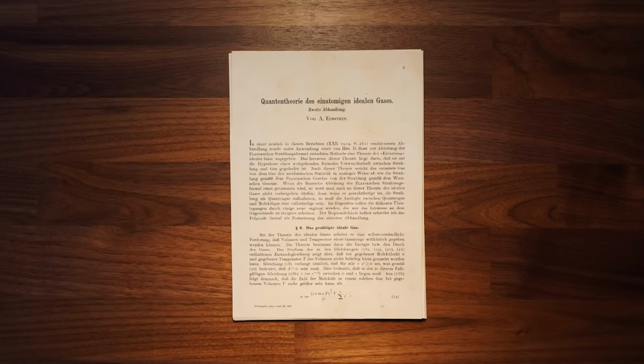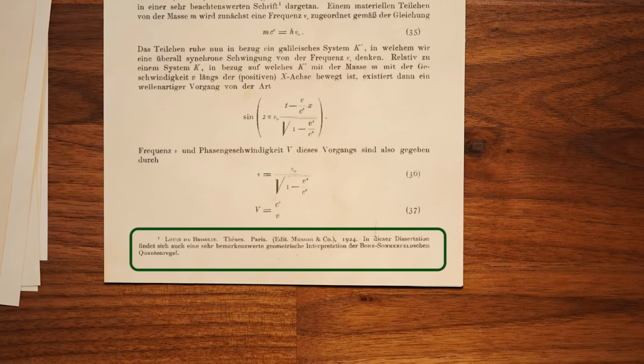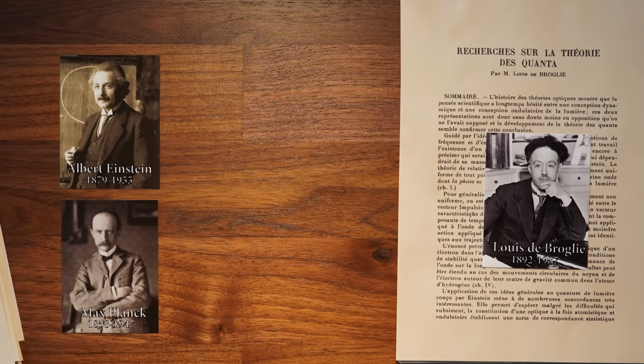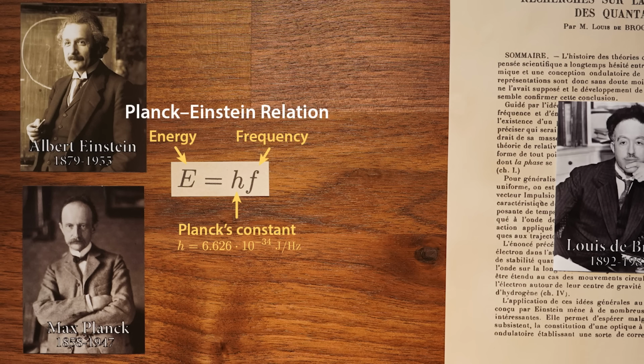In 1925, Einstein published this paper, where he referenced a recent PhD thesis from an obscure Frenchman named Louis de Broglie. 20 years before, in 1905, Einstein and Max Planck famously showed that light comes in discrete packets that we now call photons, and that the energy of each photon is related to its frequency by Planck's constant.